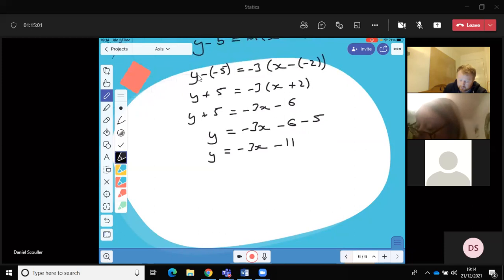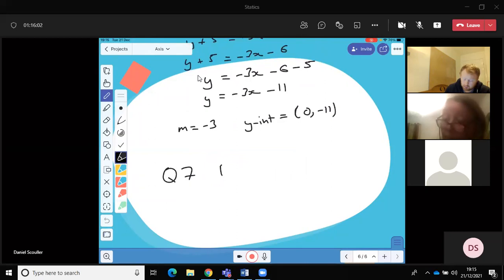So gradient equals -3, y-intercept equals... Okay, does that make sense? Have a read and a bash at some of these.